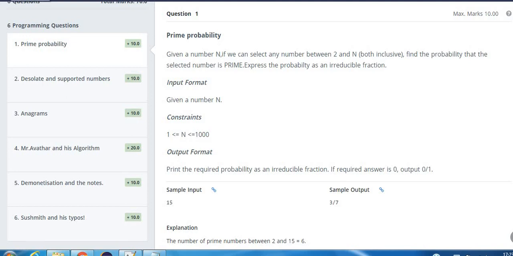Hi guys, now let's have a look at the first question of practice set 1. The given problem statement is: given a number n, if we can select any number between 2 and n, both inclusive, we should find the probability that the selected number is prime, and we should express the total probability as an irreducible fraction. So, what is probability first?